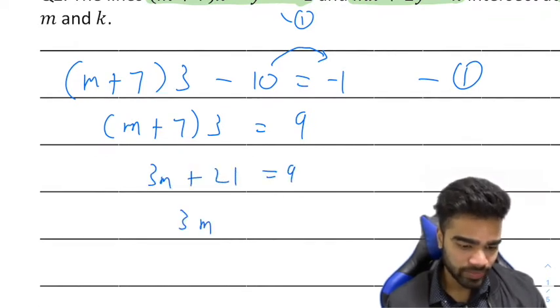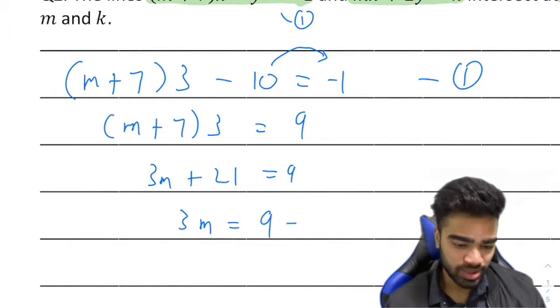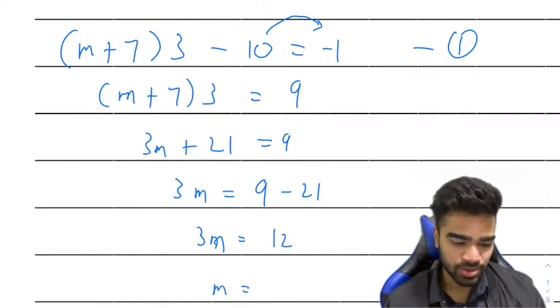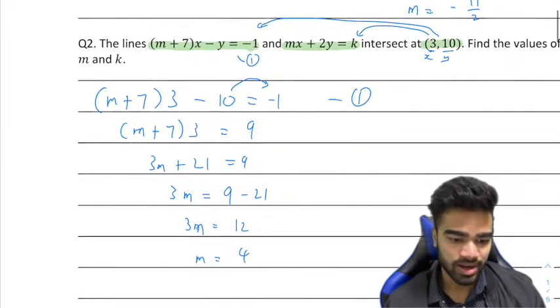So we can actually solve this, guys. So 3m is equal to 9 minus 21, pretty much. So 3m is equal to negative 12. m is equal to negative 12 divided by 3, which is negative 4. Alright, so that's m done.